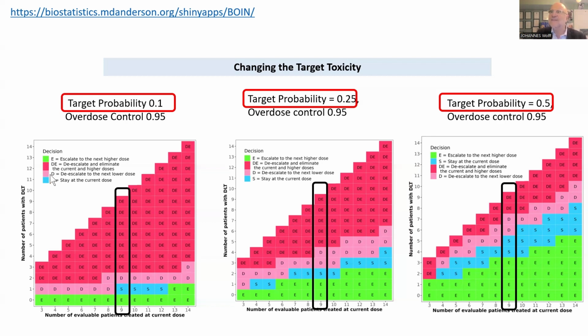No, sorry, you don't stay. You de-escalate. If you have 1, you stay. And if there is none, then you go up. And if you allow 50%, then the elimination goes up to 8. So this all makes sense, and it's a wonderful way to look at it.